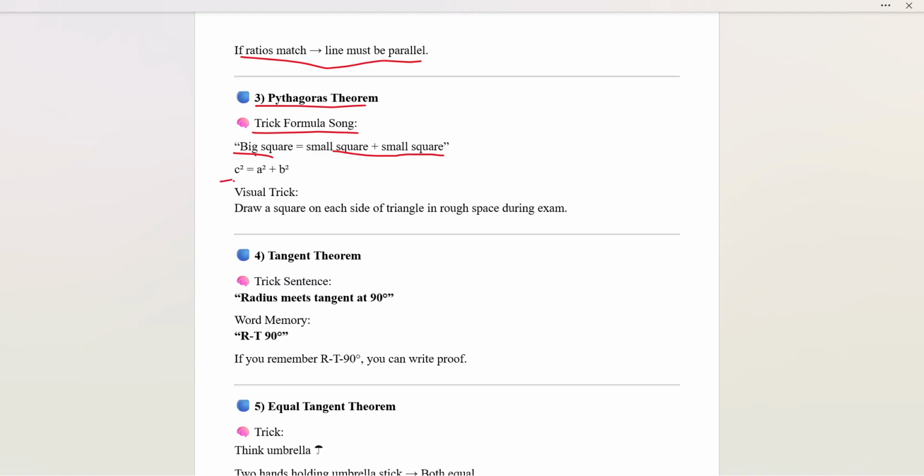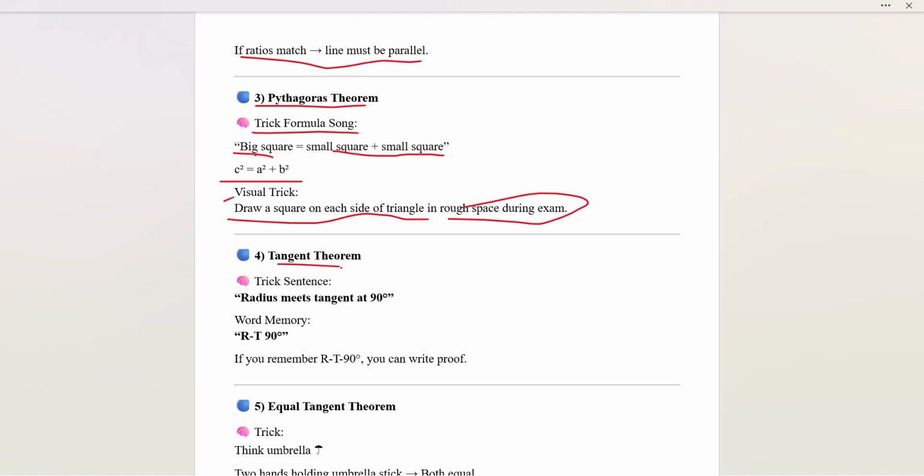So it is c square plus c square is equal to a square plus b square. Okay, so it is a visual trick. Draw a square on each side of a triangle in rough space during the exam. You can use the last page of your answer sheet as a rough page and mention a heading, so it is rough work, and after that you can solve all your rough questions there.